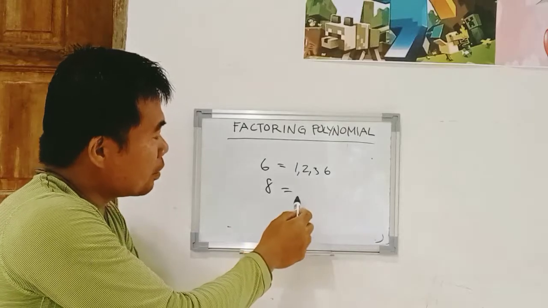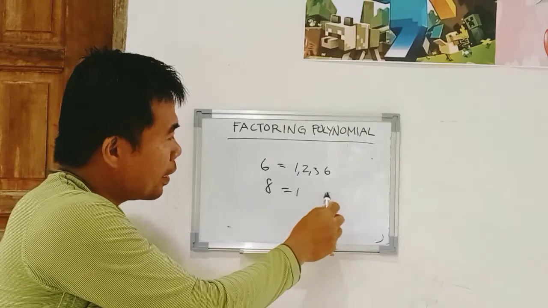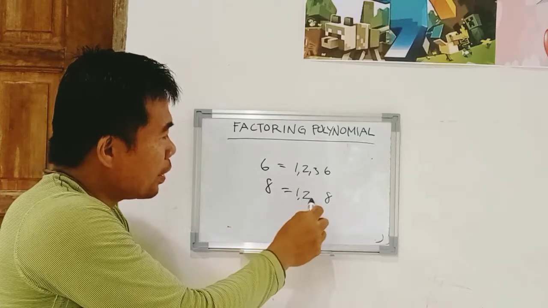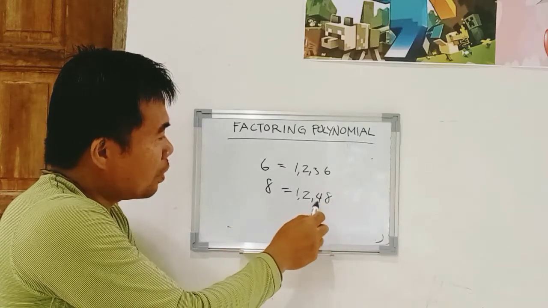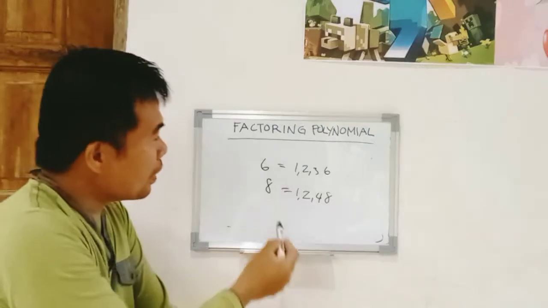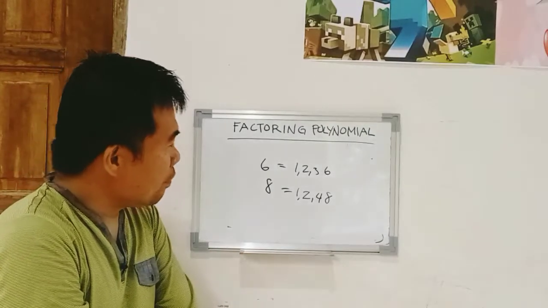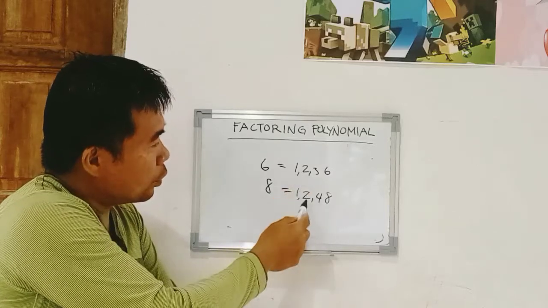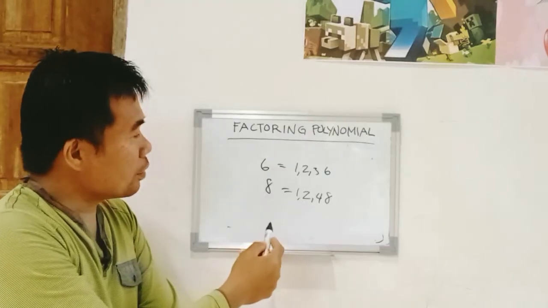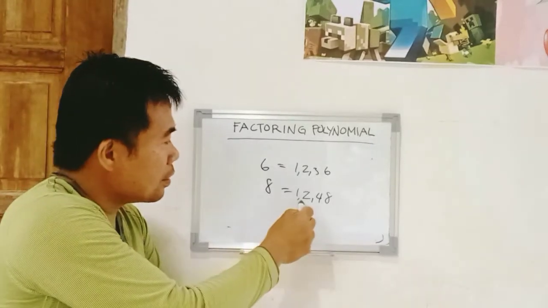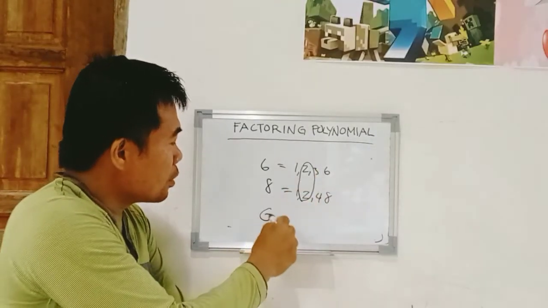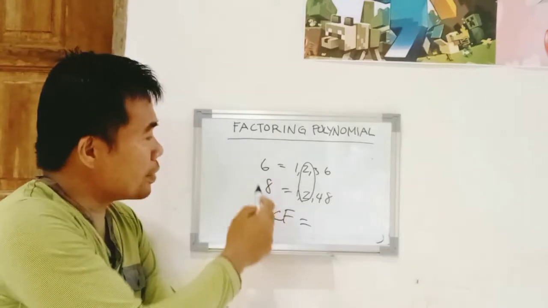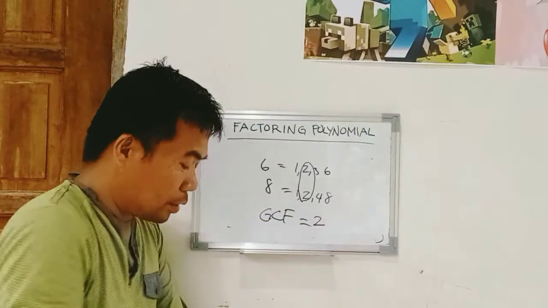8 has factors of 1 and 8. 1 times 8 is equal to 8, and 2 and 4. So 2 times 4 is equal to 8. So the common factors for both numbers are 1 and 2. But the greatest common factor for 6 and 8 is 2. So therefore the GCF, or greatest common factor, for 6 and 8 is 2.